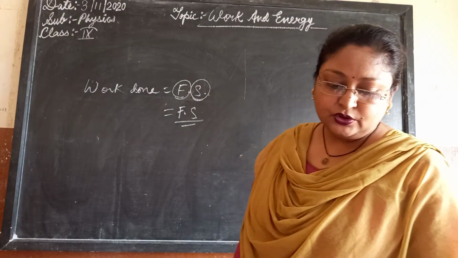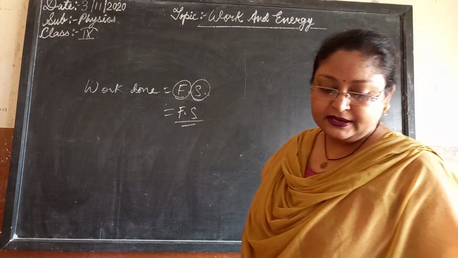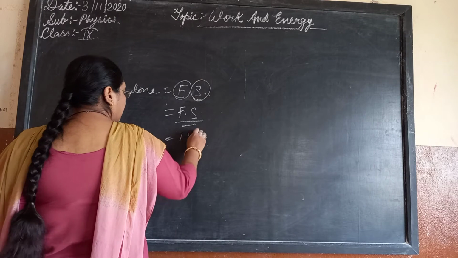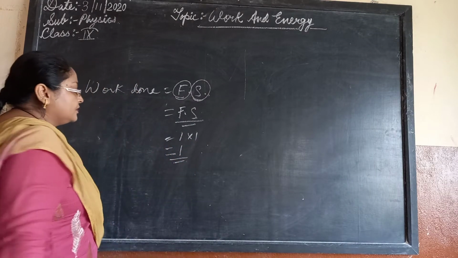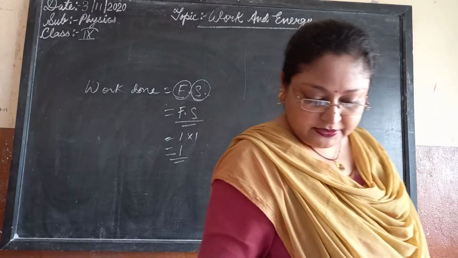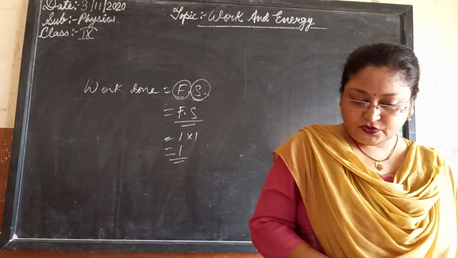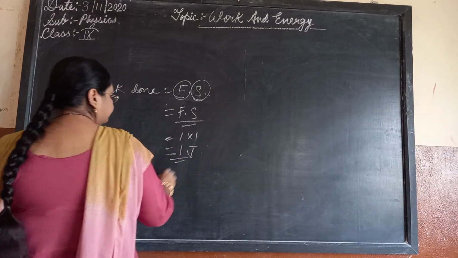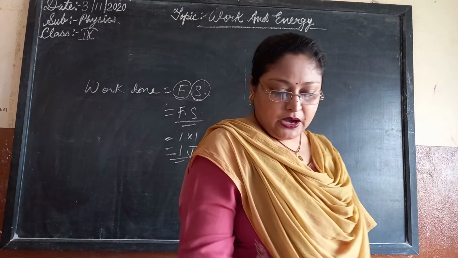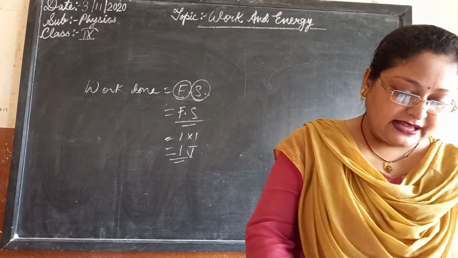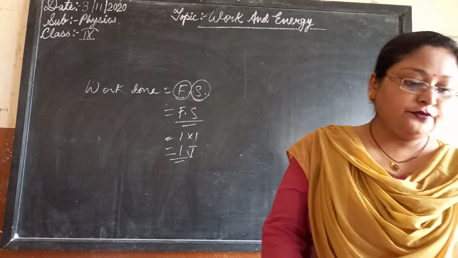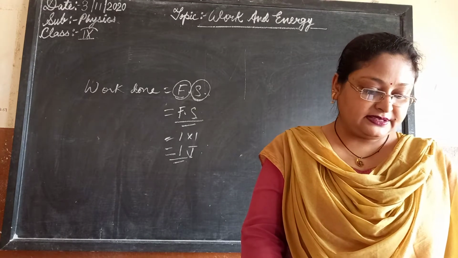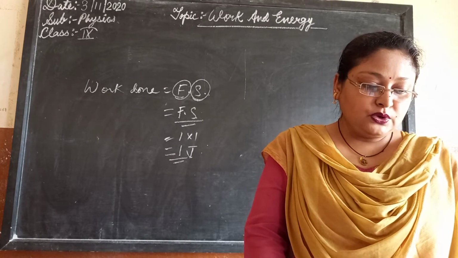Now this force F is equal to 1 Newton and S is equal to 1 meter. If it is 1 into 1, the answer will be 1 itself. So the work done by the force will be equal to 1 joule, because work is measured in joules. 1 joule is the amount of work done on the object when a force of 1 Newton displaces it by 1 meter along the line of action of the force. So this is how work is being done.